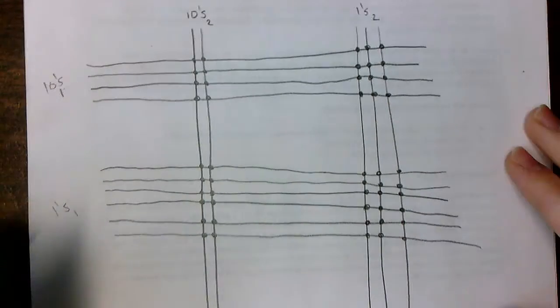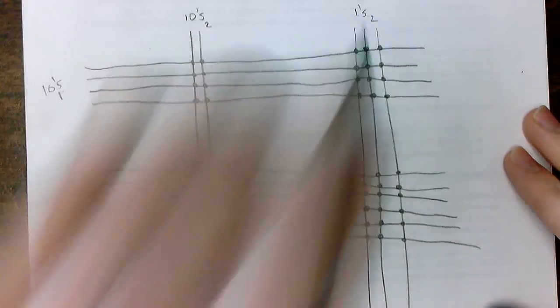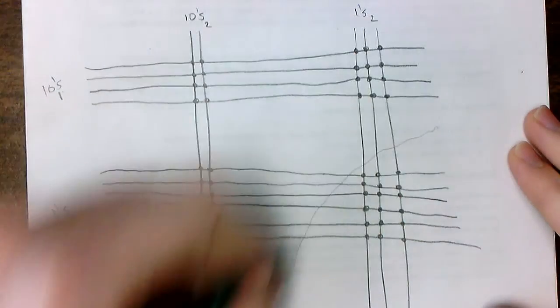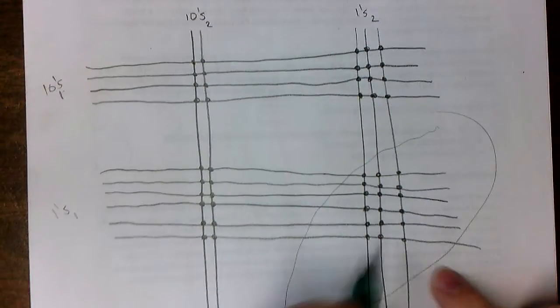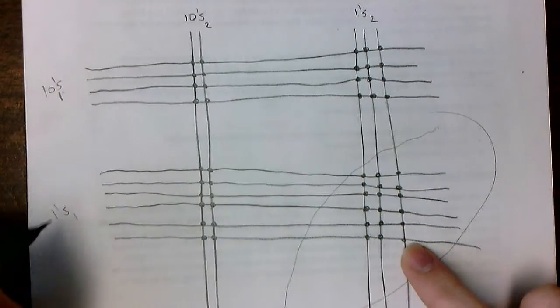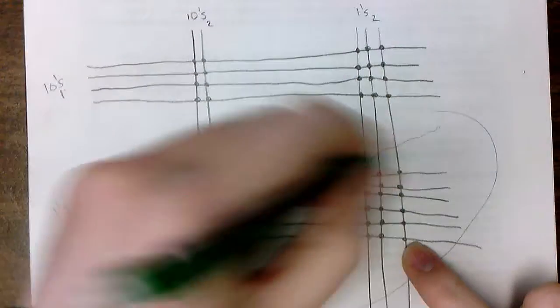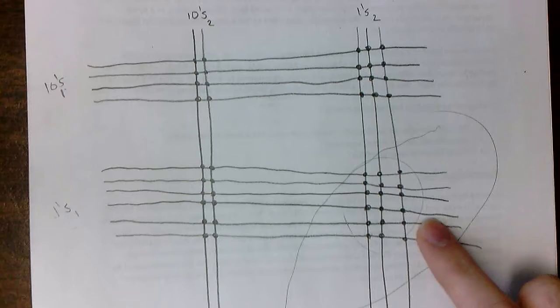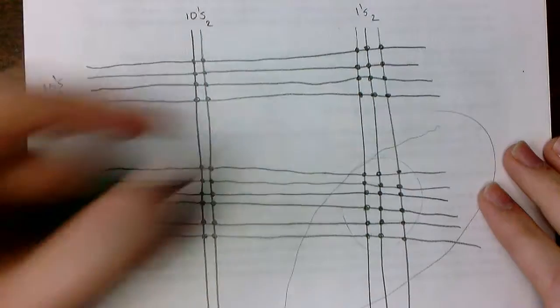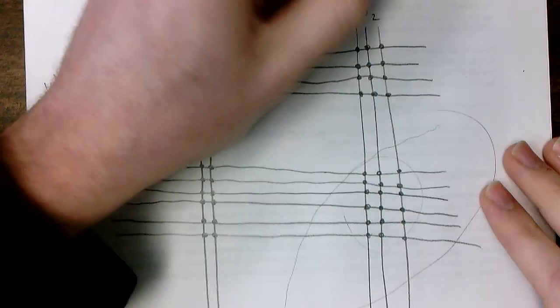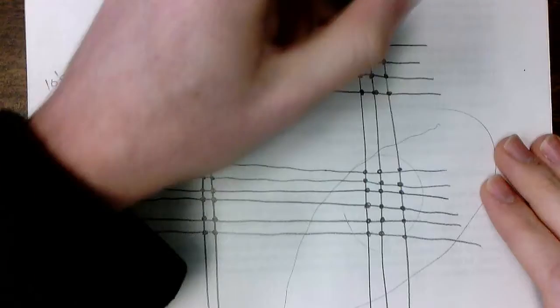Alright, so when we take 1 times 1, we're going to end up with a ones. So in our ones place, this represents the multiplication. When I take the ones place times the ones place, this is going to be the ones place of my answer.